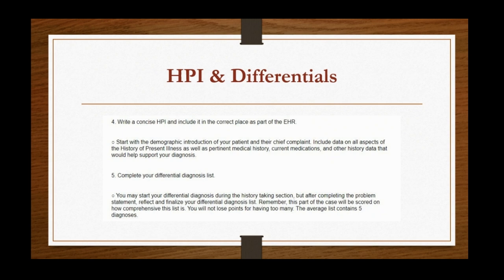The fifth activity, complete your differential diagnosis list. You may start your differential diagnosis during the history taking section, but after completing the problem statement, reflect and finalize your differential diagnosis list. Remember, this part of the case will be scored on how comprehensive this list is. You will not lose points for having too many. The average list contains 5 diagnoses.